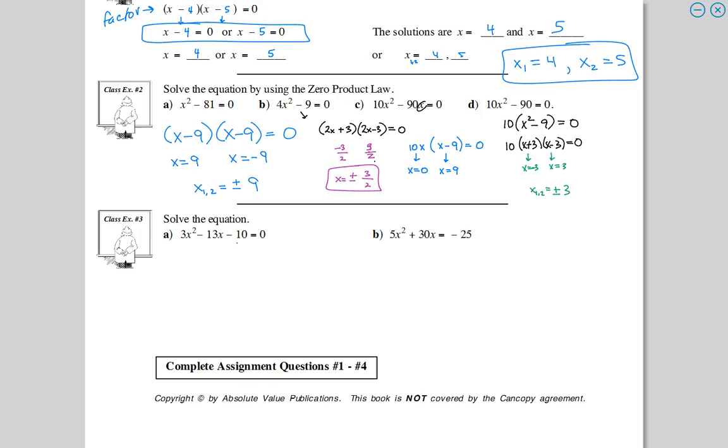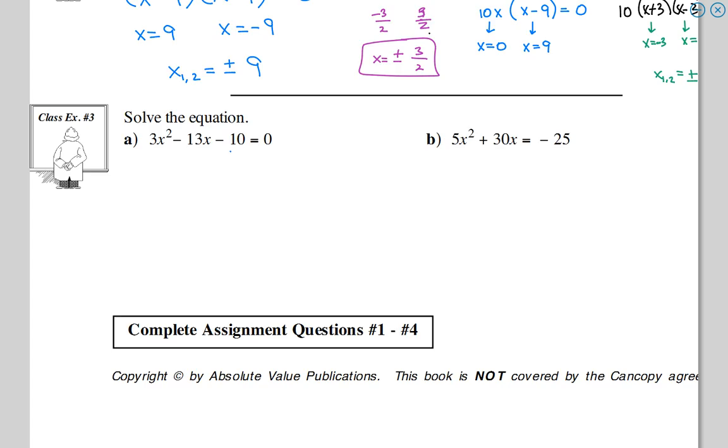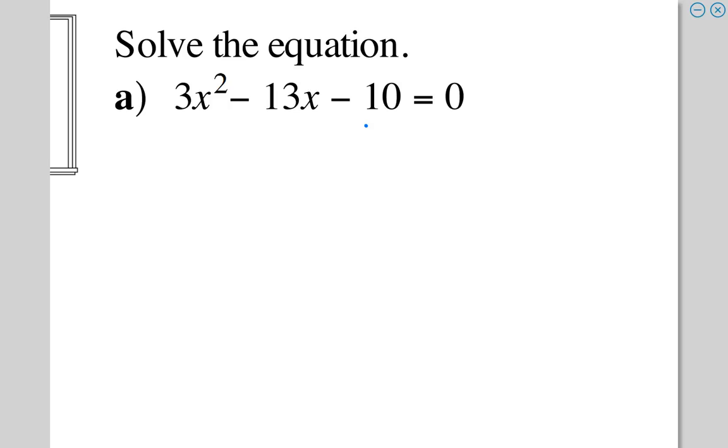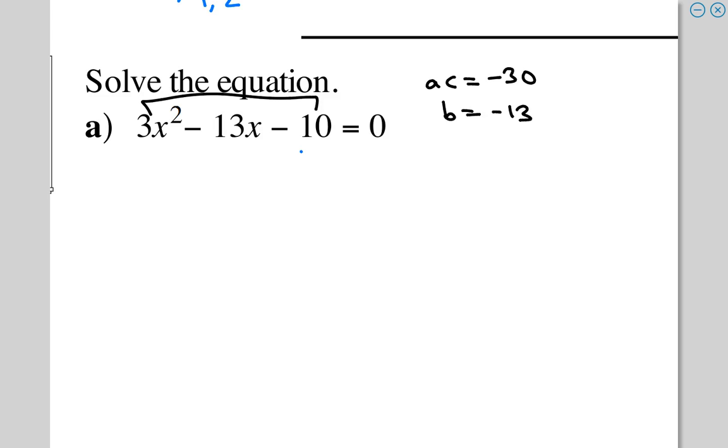So for these next class example 3, we just have to factor them. This AC value is negative 30. And then the B term is negative 13. What's going to work for that? 10 and 3 or 15 and 2, right? I don't know which one. They both seem to work. So which one could work?